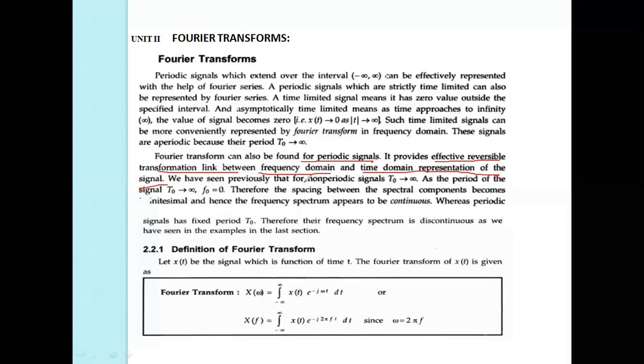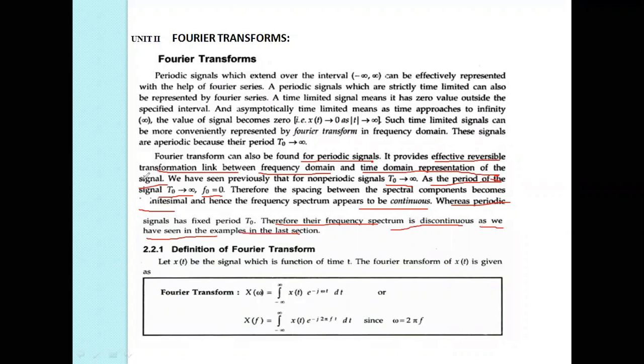We have seen previously, for non-periodic signals, T0 tends to infinity. As the period of the signal T tends to infinity, F0 is equal to 0. Therefore, the spacing between the spectral components becomes infinitesimal, and hence the frequency spectrum appears to be continuous, whereas a periodic signal has a fixed period T0. Therefore, the frequency spectrum is discontinuous, as we have seen in the examples in the last section.